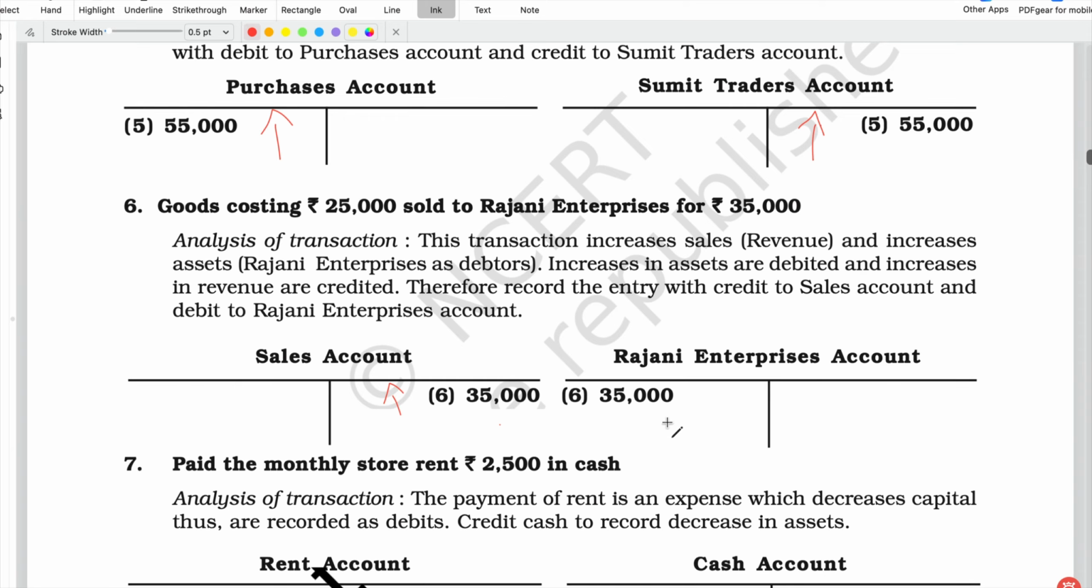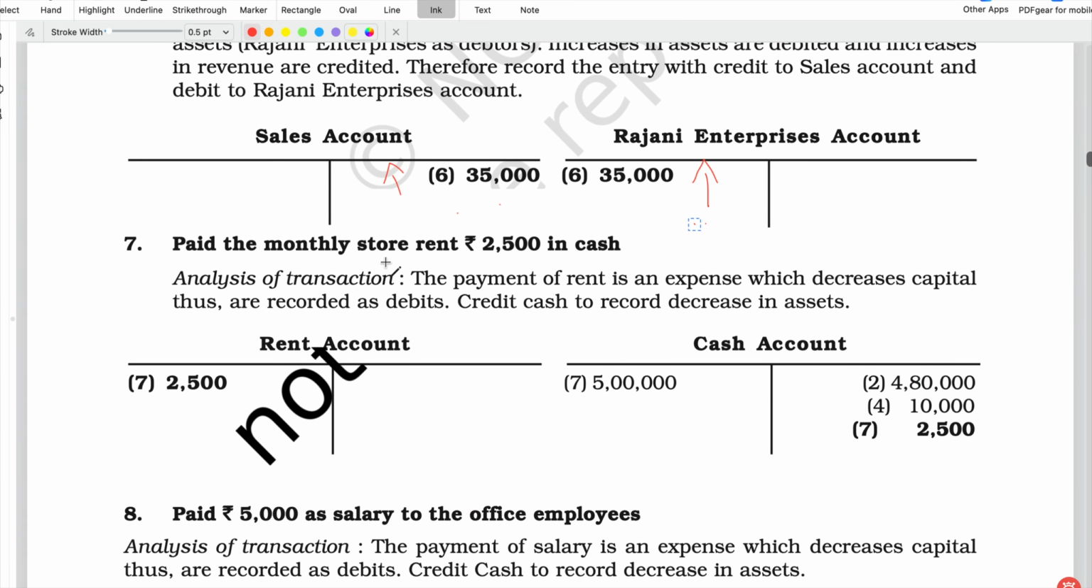Now who is this Ranjini Enterprises? They are our debtor. We have made a credit sale, so they owe us money on a future date, which means it is a current asset for us. There is an increase in the current asset, so that will be debited. So the increase in income is credited and the increase in asset is debited. Okay, next.